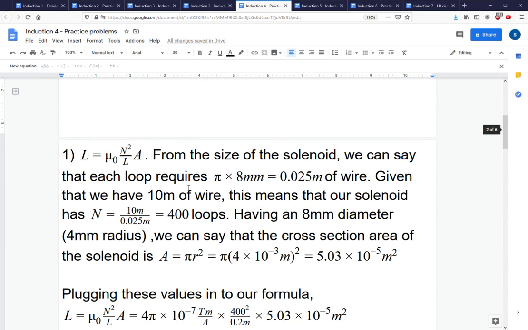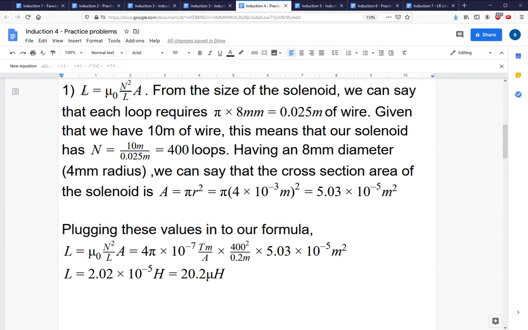So this problem, we can solve it with a basic plug and chug. We have the formula L is equal to mu sub naught N squared over L times A. And again, remember these two L's are different. This is the inductance, and this is the length of the solenoid. So mu sub naught is a constant. That's that 4 pi times 10 to the negative 7th Tesla meters per ampere.